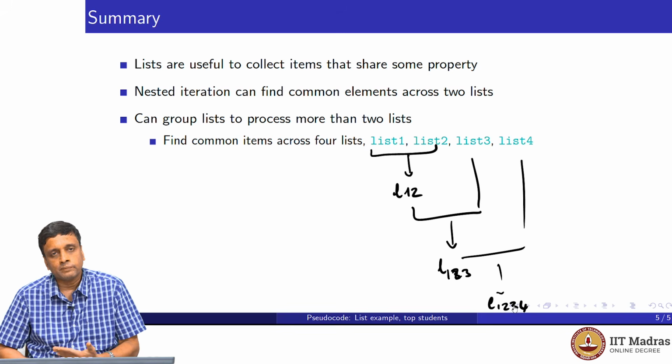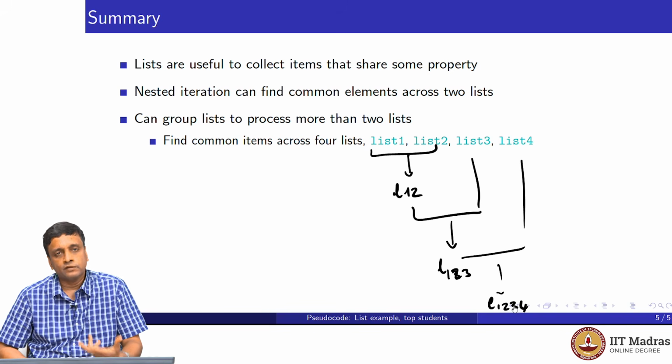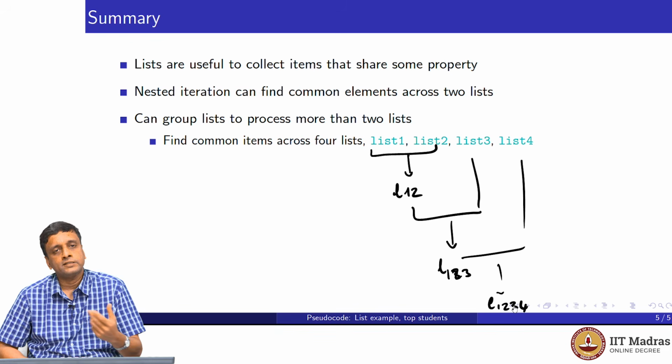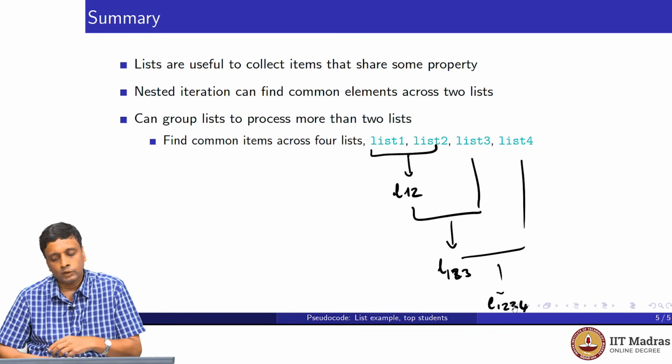Supposing we had a 4th subject, biology, then we could have started with maths and physics, then taken those who have got top marks in both maths and physics and then compared them with chemistry to find out if it's maths, physics and chemistry, and finally take maths, physics and chemistry and also add biology and find out all 4 subjects. So this is one way to do it.